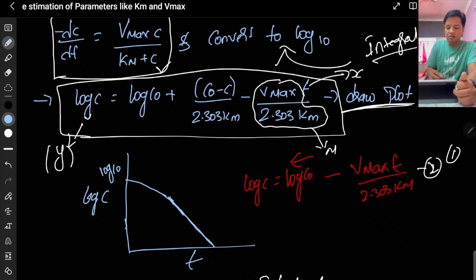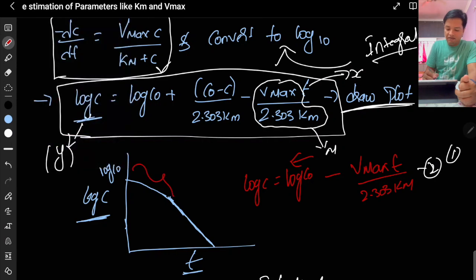See here. I have taken log C on the y-axis and time on the x-axis. Because the Michaelis-Menten process is a mixed process, it is not giving me a straight line. It is initially giving me a curved line, then after some time it is giving me a straight line. So I will try to mention that here.